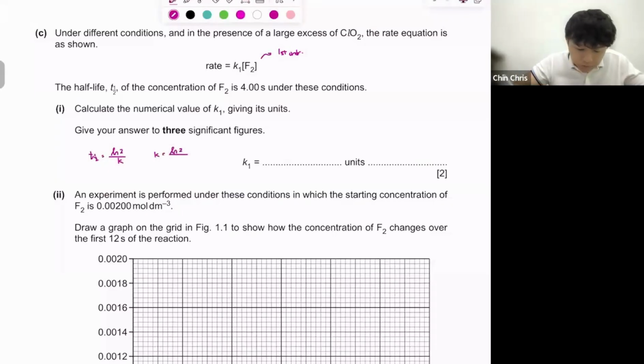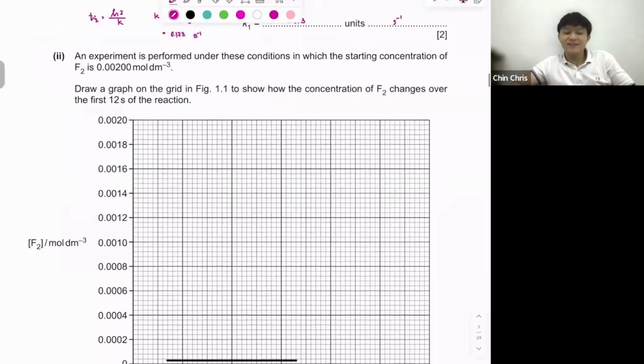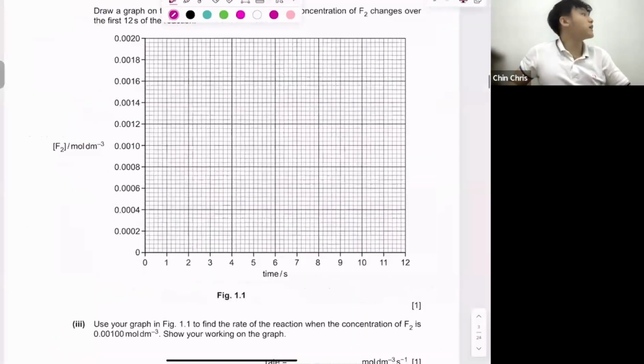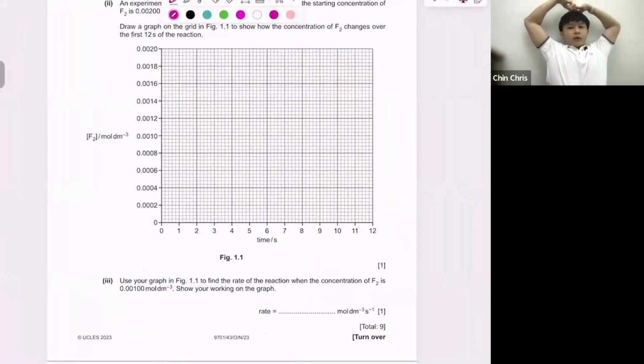What's your half-life again? 4, right? Final answer? 0.173. Guys, what's the unit? Per second, well done. Because ln 2 has no unit, right? Per 4 seconds, right? That's it. Okay, again, 3 marks. Like that, 2 marks. But if you forget the formula, then ha. Right, guys, now, plot the graph, give me the rate. Let's go. This is so easy.